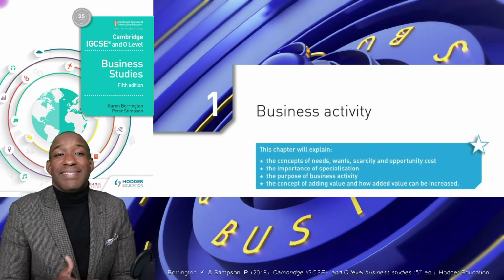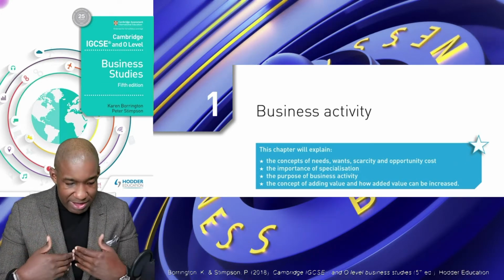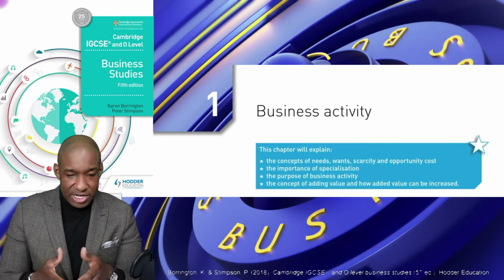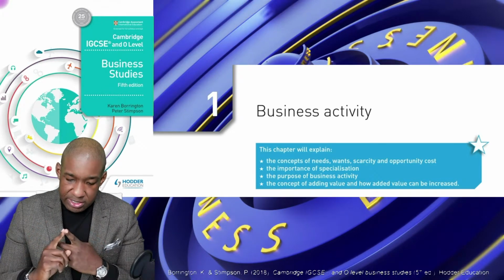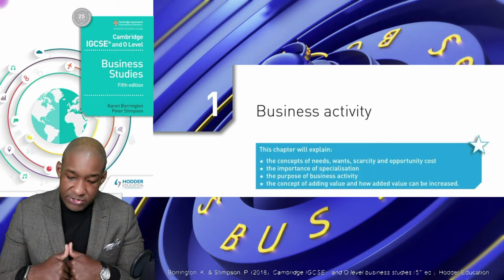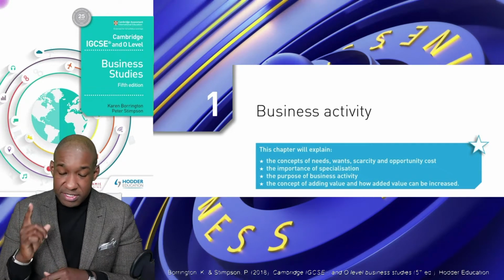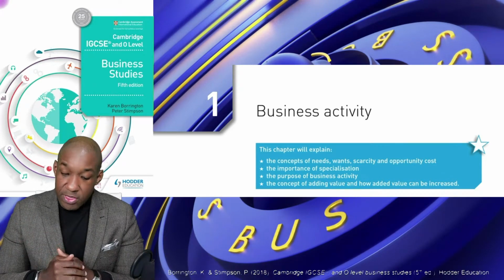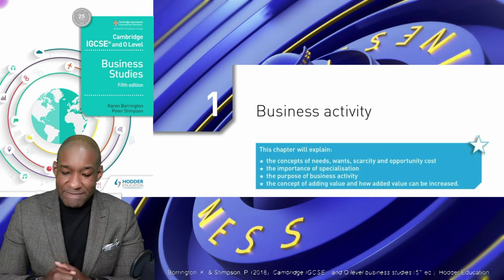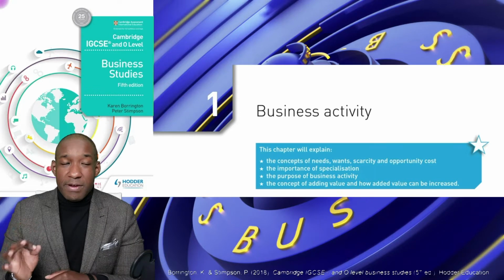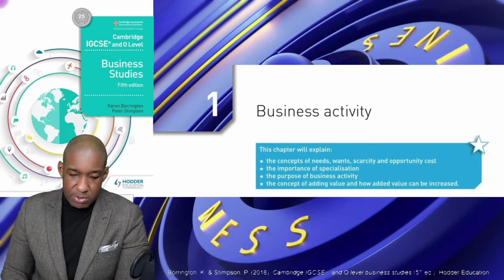So, business activity. We are going to be talking about what does a business do? What actually qualifies a transaction as being a business transaction? So we're going to discuss the concepts of needs, wants, scarcity, and opportunity cost. We're going to discuss the importance of specialization, which is tested quite frequently, the purpose of business activity, and the concept of adding value and how added value can be increased. That's another very highly tested component of this syllabus. So let us continue.